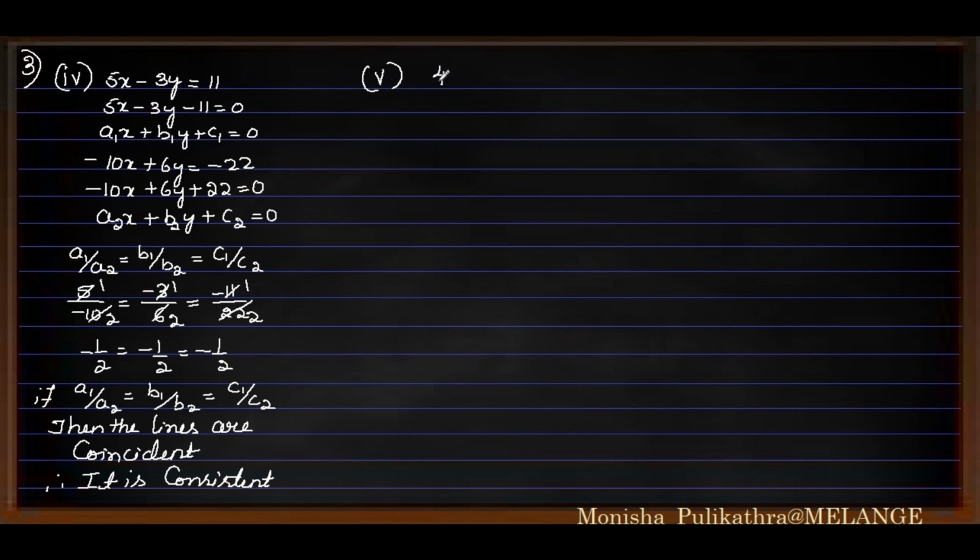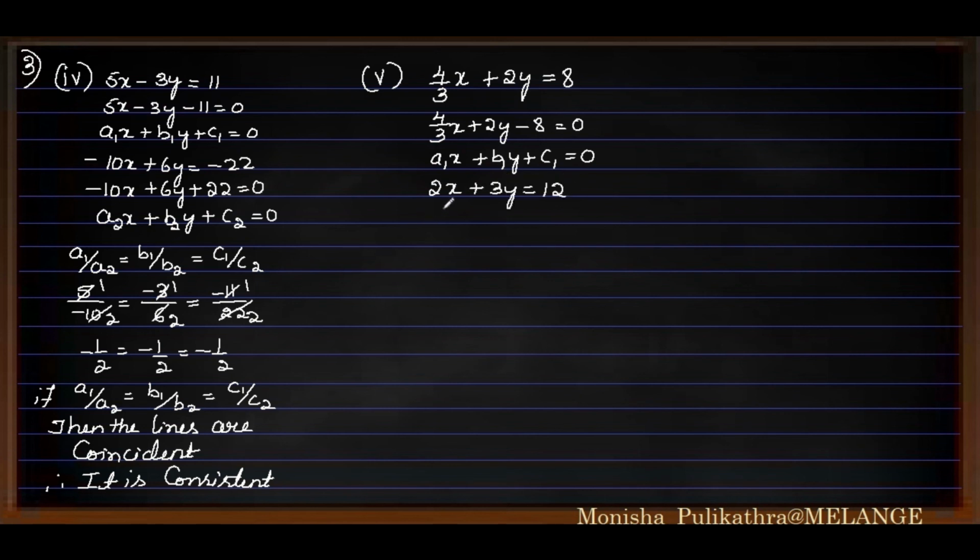The fifth question, the first equation is 4 by 3x plus 2y is equal to 8. So 4 by 3x plus 2y minus 8 is equal to 0. So which is in the form a1x plus b1y plus c1 is equal to 0. Second equation is 2x plus 3y is equal to 12. So which is also equal to 2x plus 3y minus 12 is equal to 0. So it is of the form a2x plus b2y plus c2 is equal to 0.